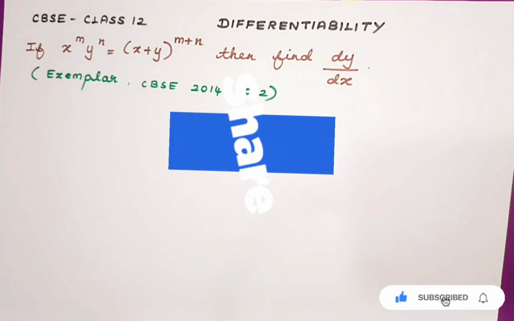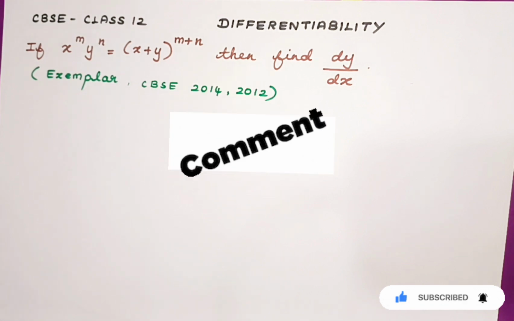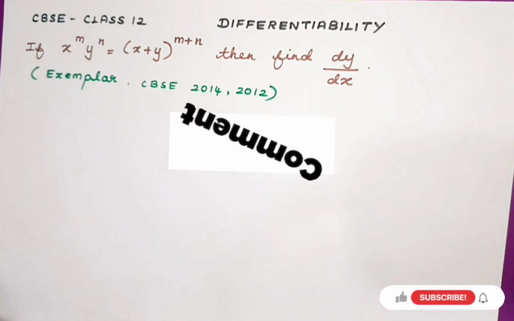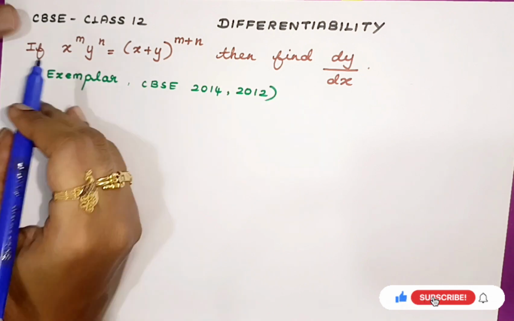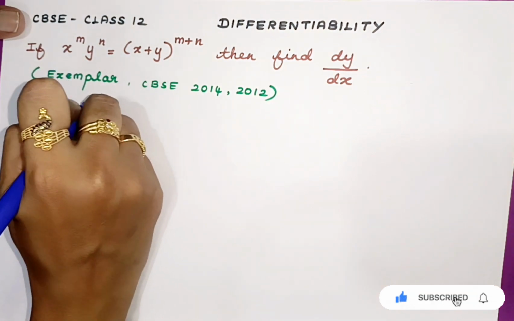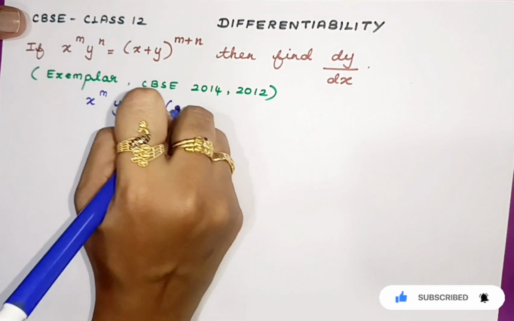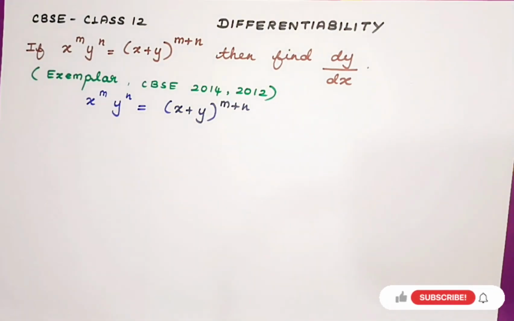If x^m times y^n is equal to (x + y)^(m+n). So this is the question. We have to find the value of dy/dx. So first let us see the problem: x^m into y^n is equal to (x + y)^(m+n).